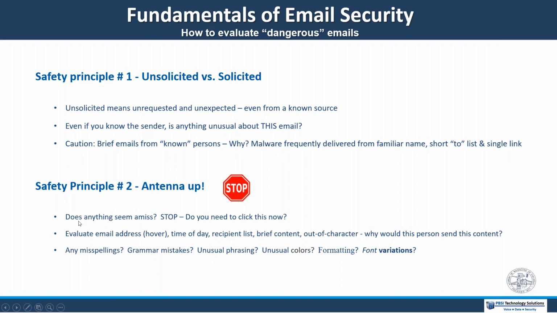So principle number 2, antenna up in general. Does anything seem amiss? Most of us know to hover over the email address. We hover over it and it shows us what the address really is beneath it. Check the time of day it was sent to me and the recipient list. Frequently, we see a short list of other recipients that we know the sender knows, but I don't necessarily know, it's just a heads up. Brief content, something that's out of character, misspelling, grammar mistakes, unusual phrasing, colors, formatting, font variations.